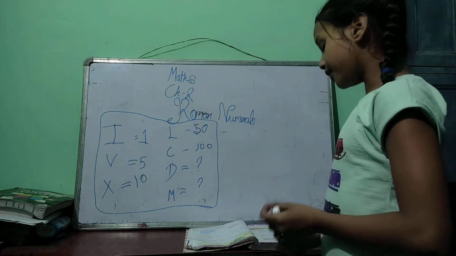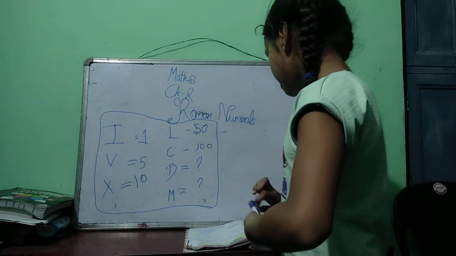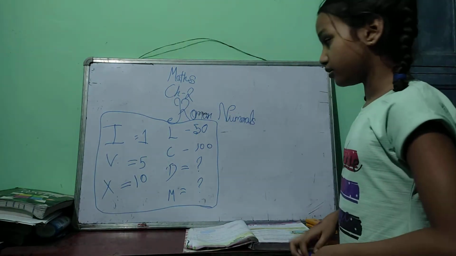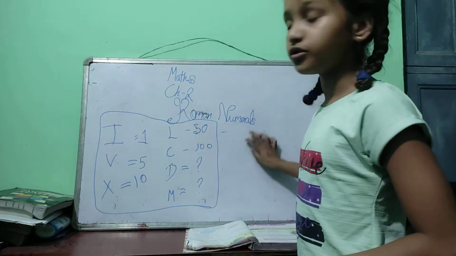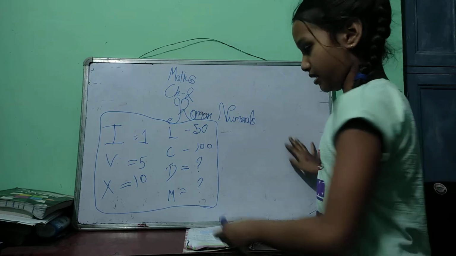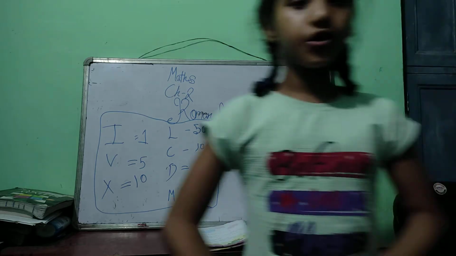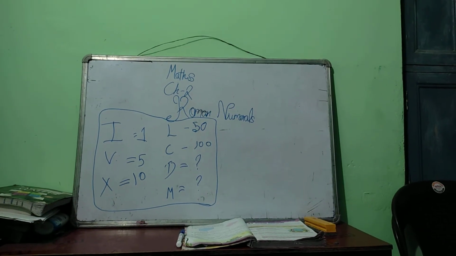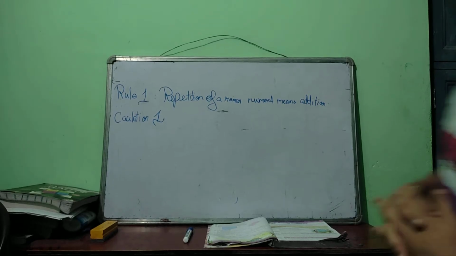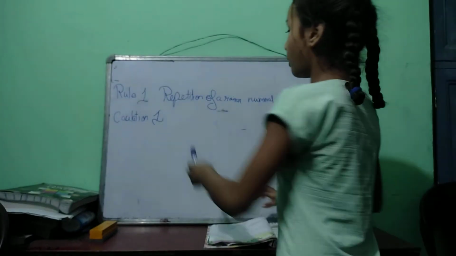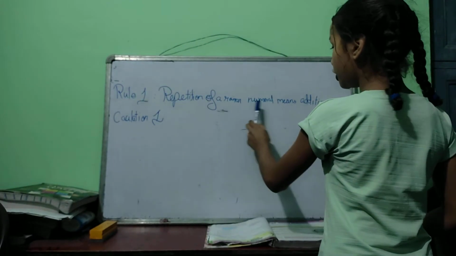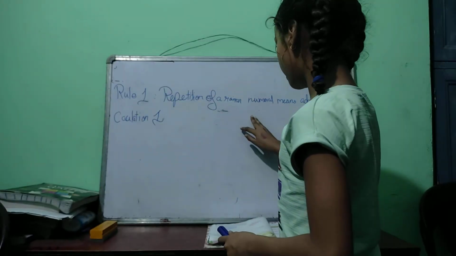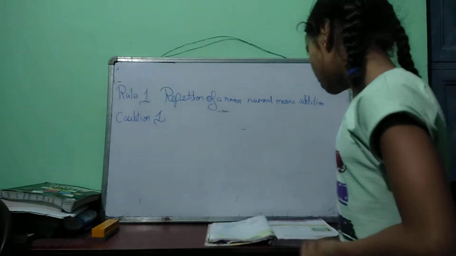There are 4 rules of forming Roman numerals. So I'm going to write on the board. You have to copy it. The first rule. Rule number 1. Repetition of a Roman numeral means addition.